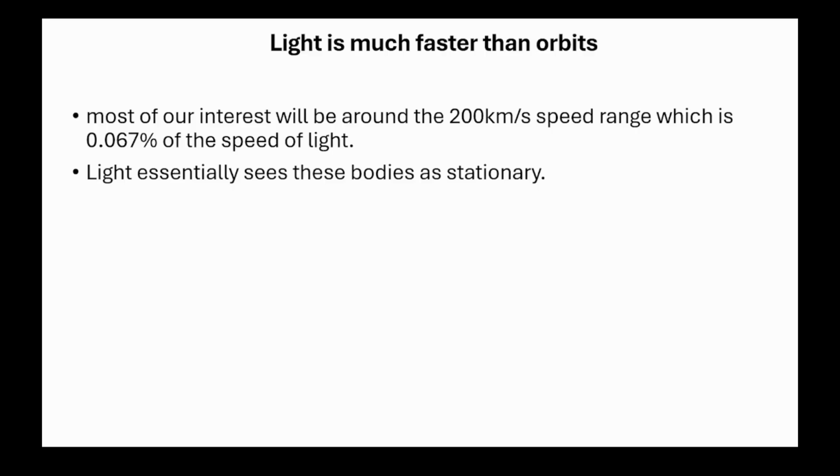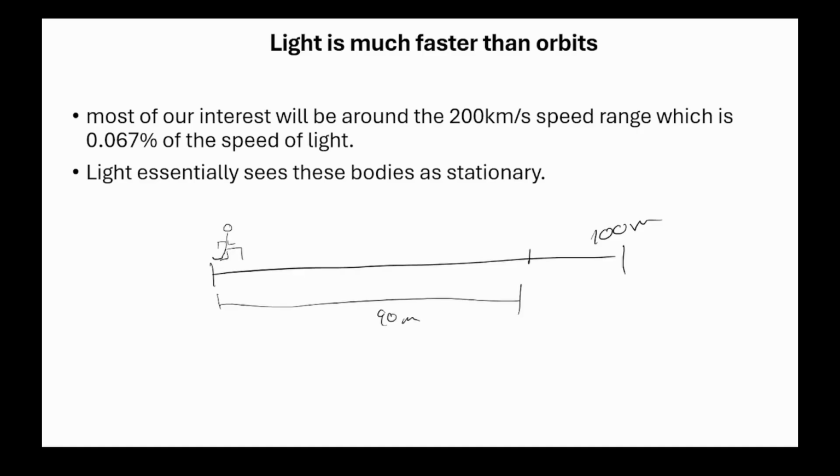So essentially, to a little photon, all these bodies are stationary, right? So like if you were running a 100-meter dash, this is a person running, I guess. Anyway, if you're running and you're competing against somebody that's going 0.06% of your speed, and you give them a 90-meter head start, they're still only going to cover 67 millimeters by the time you finish. So they're essentially going to see you as not moving.